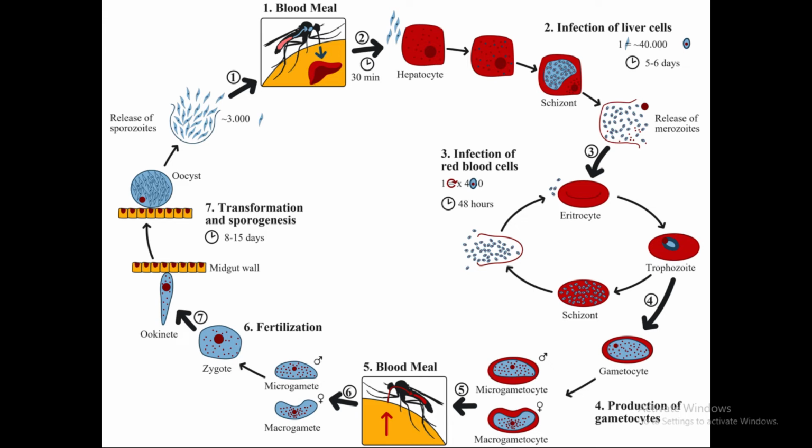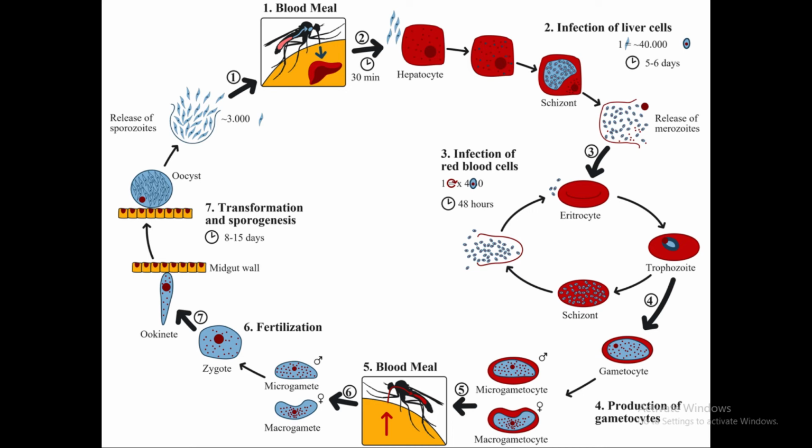And then when merozoites enter red blood cells, they become trophozoites. After growth of trophozoites in RBCs, the parasite differentiates into male and female gametocytes. And after that, the third stage, the stage of sexual reproduction, takes place. In this stage, when a female Anopheles mosquito bites a person, it takes these gametocytes through her blood meal. In the female Anopheles mosquito, these gametocytes mature and form gametes.